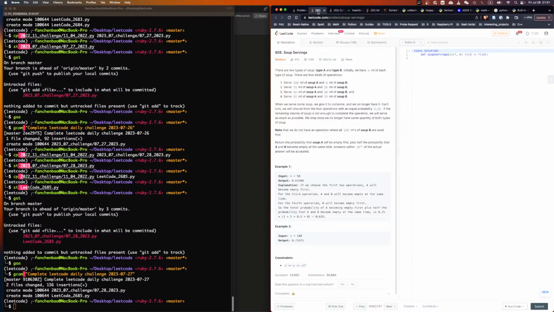Return the probability that soup A will be empty first. Wait, hold on. Not yet. The probability that soup A will be empty first, plus half the probability that A and B become empty at the same time. What in the world? The probability that soup A will be empty first.